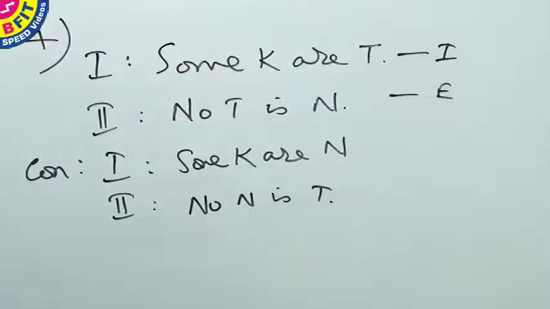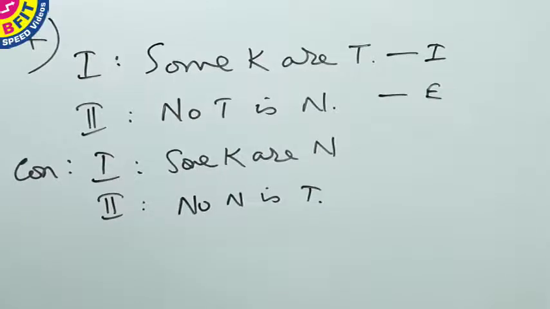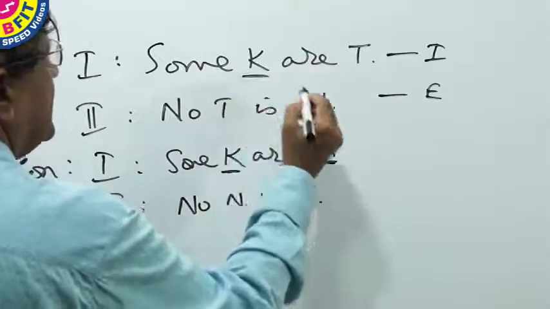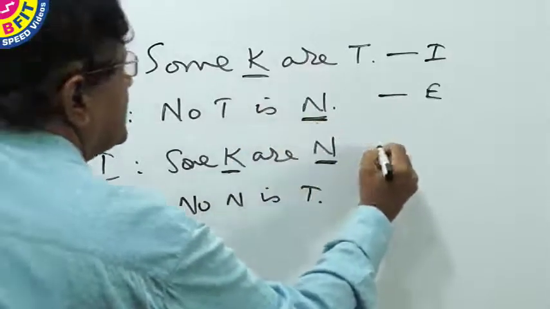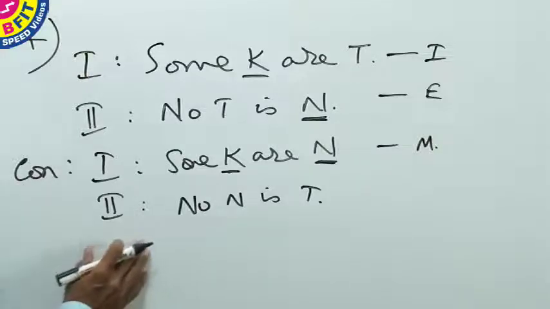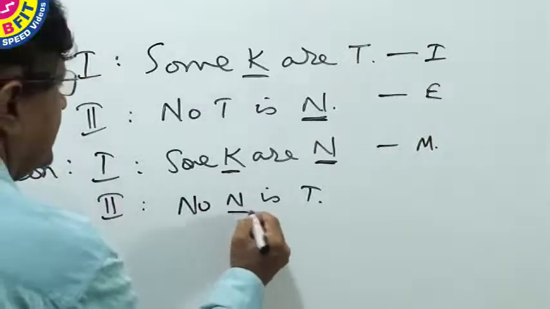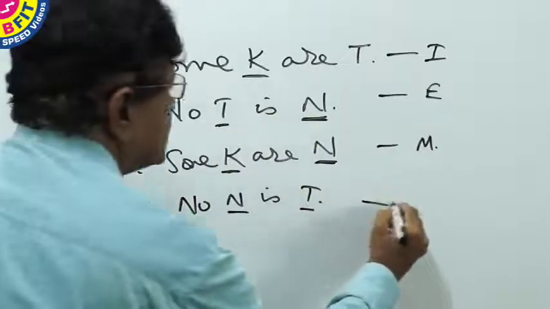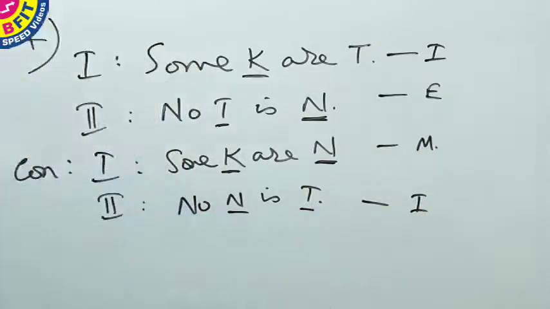What is step 2? Step 2 is identify the conclusions as mediate or immediate. Conclusion 1: Some K are N. K is in this statement, N is in this statement. Therefore this is mediate inference. Conclusion 2: N and T. N and T are in a single statement, therefore this is immediate inference.